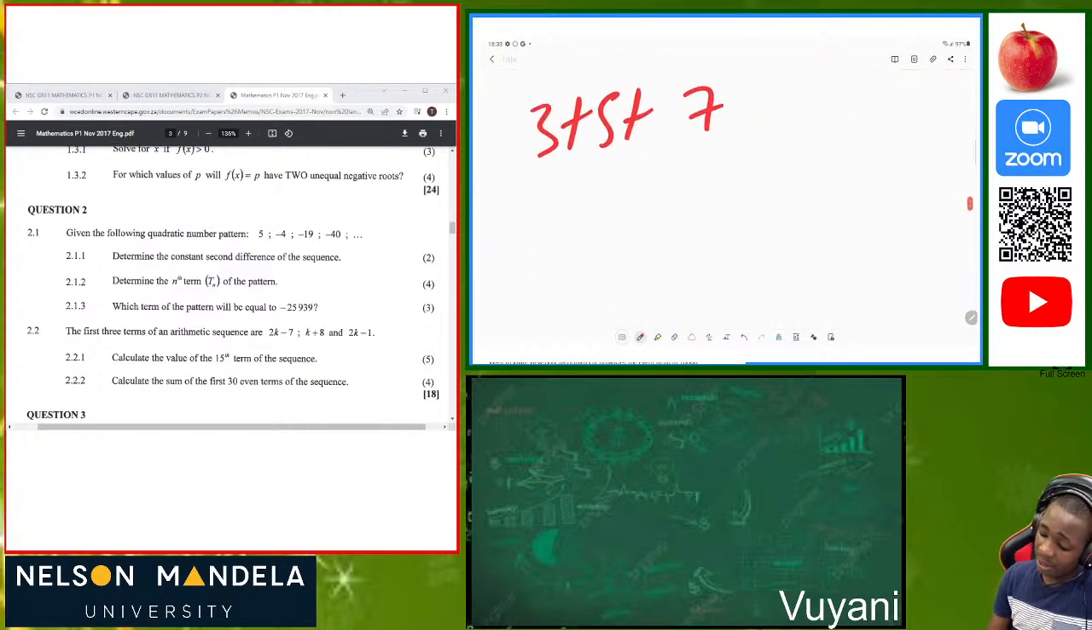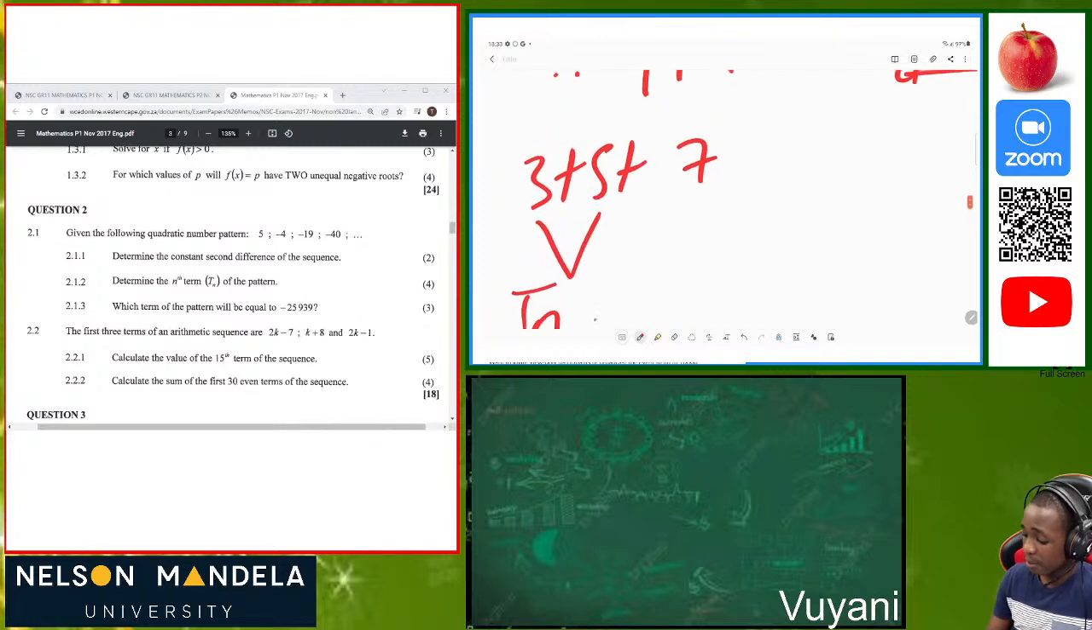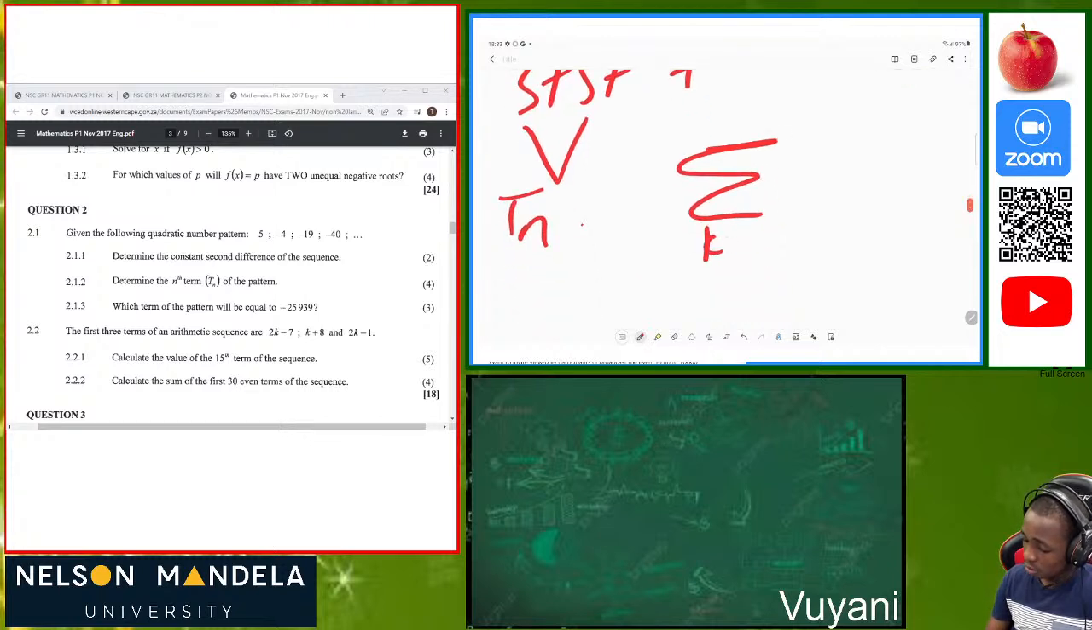So now what is our Tn? You determine your Tn first, so that you can be able to use your sigma, where k is equal to where your number starts, and n is where the last number is. Then we have your general term.